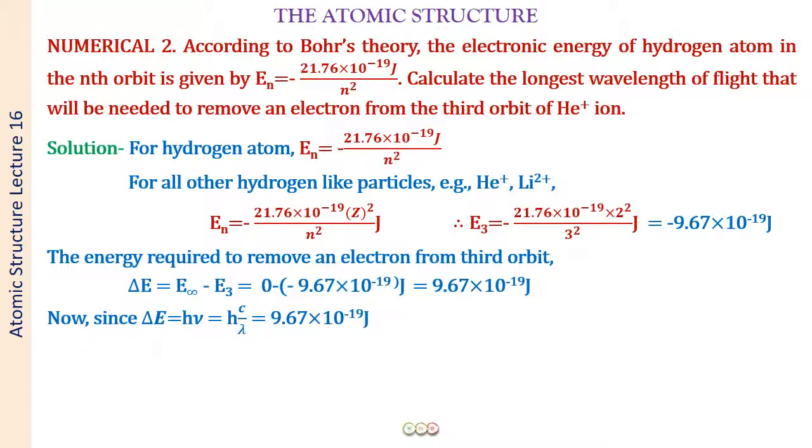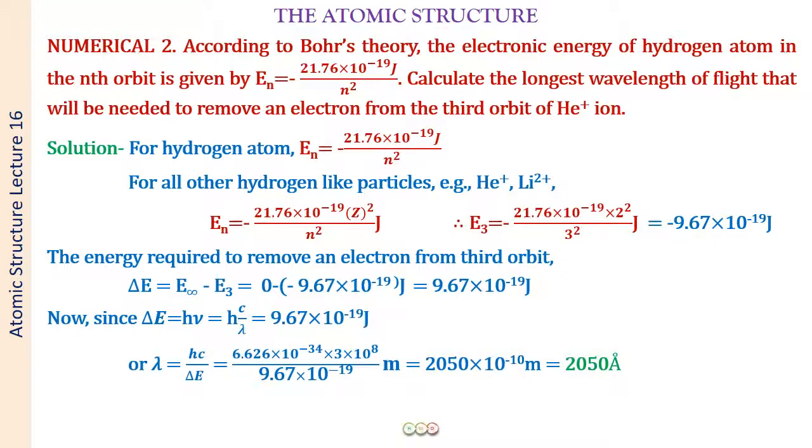So now delta E is equal to h nu. There has to be a definite frequency, and then again hc by lambda. This is going to be 9.67 into 10 power minus 19 joules. So you can easily find the wavelength by putting the values of all the constants, that is h, which is 6.626 into 10 power minus 34, c is 3 into 10 power 8, and delta E you found. So you will find the wavelength to be 2050 Angstrom.